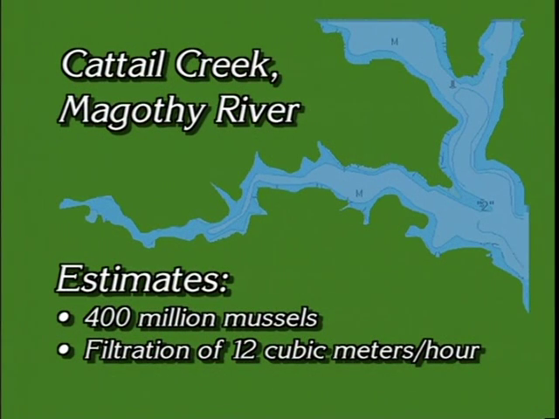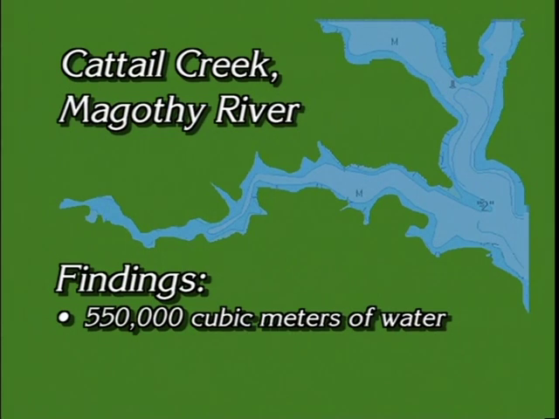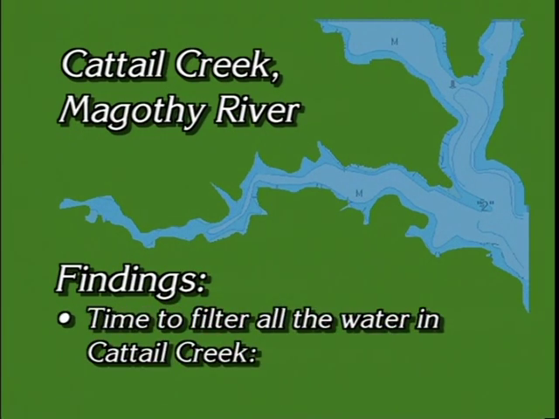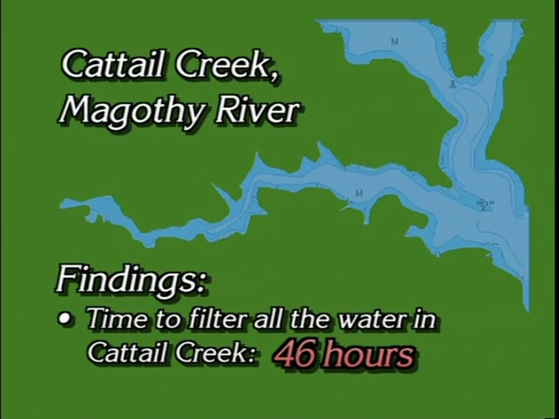We estimated there are 400 million mussels in Cattail Creek having a filtration capability of 12 cubic meters per hour. Using navigation charts, fathom lines, and soundings, we calculated the amount of water in Cattail Creek to be 550,000 cubic meters. Our final calculation, how long does it take the dark false mussel to filter all the water in the creek? 46 hours.